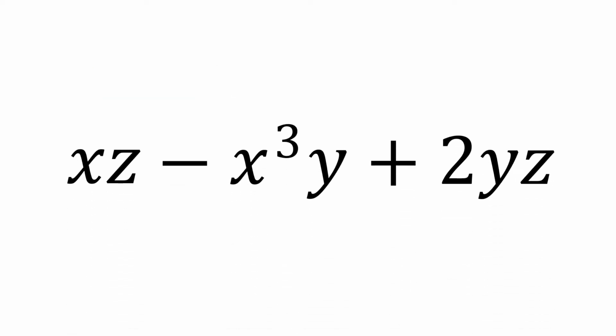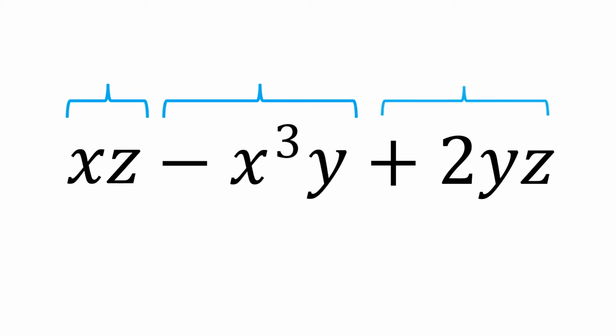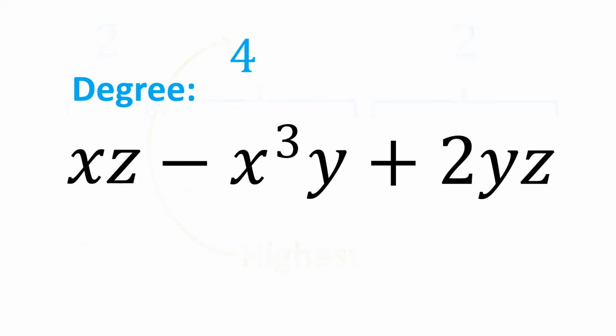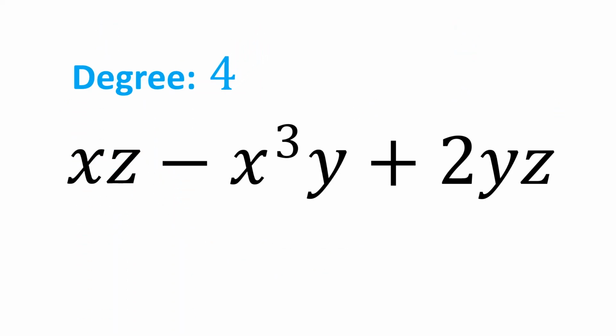So therefore, the degree of this polynomial is 2. If we have xz minus x cubed y plus 2yz, then the terms are xz, negative x cubed y, and 2yz. And the corresponding degrees are 2, 4, and 2. The highest of these is 4. So therefore, the degree of this polynomial is 4.